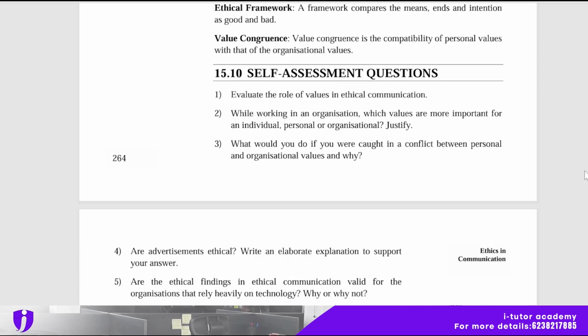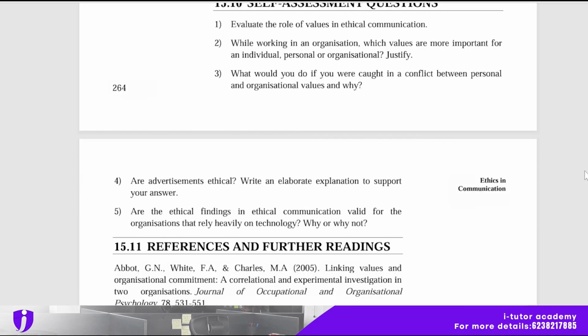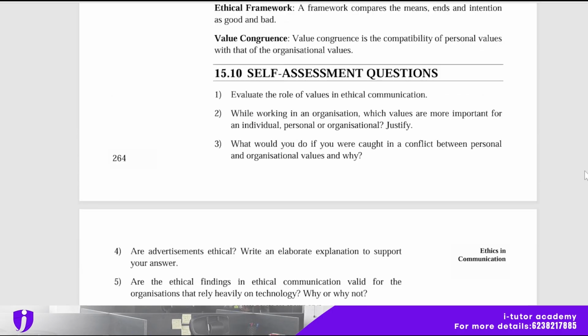The first question is: evaluate the role of values in ethical communication. While working in an organization, which values are more important for an individual, personal or organizational? Justify. What would you do if you were caught in a conflict between personal and organizational values, and why? Are advertisements ethical? Write an elaborate explanation to support your answer. And are the ethical findings in ethical communication valid for organizations that rely heavily on technology? Why or why not? So these five questions are here.